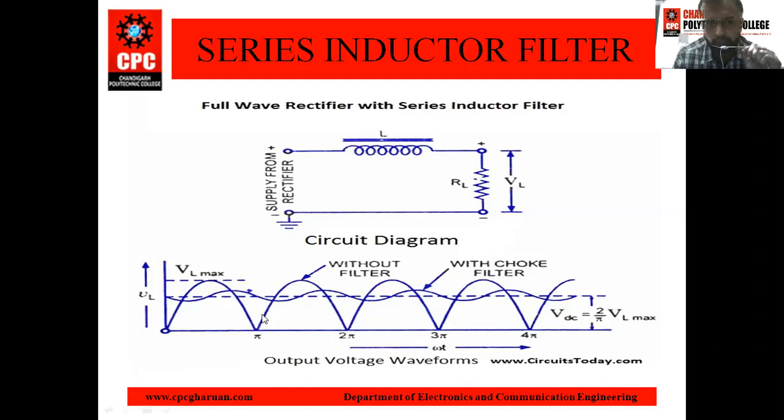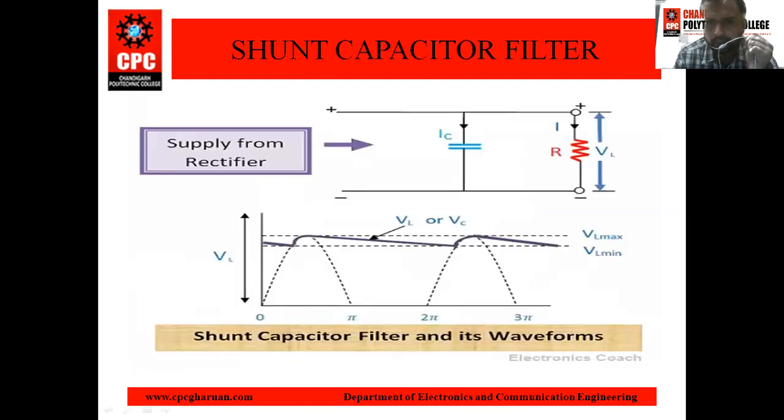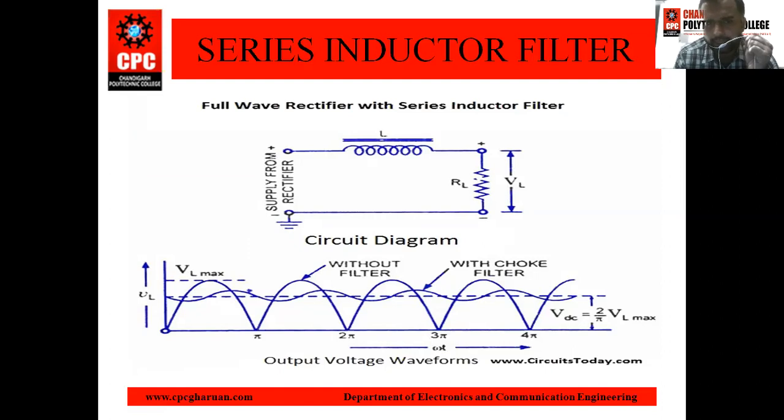This is the input we are applying at this point. The output of the full wave rectifier is applied to this circuit, and it passes the DC component. But in the practical case, some AC component is also present, and this output is formed at the output terminal of the series inductor filter. This is nearly equal to a pure DC signal. First we discussed the shunt capacitor filter, and after that the series inductor filter.